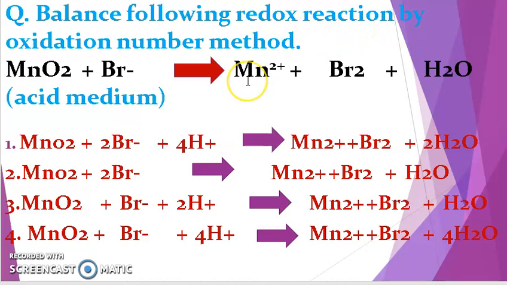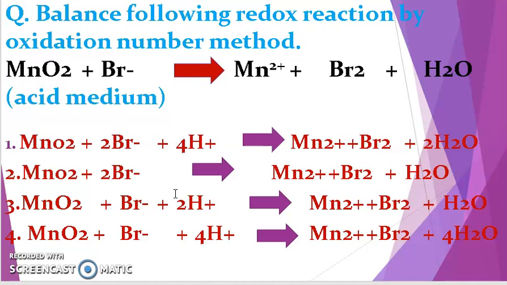So in the following redox reaction, we have to balance it using the oxidation number method. Okay, so using the oxidation number method, we have to balance this reaction in the acid medium. Okay, they have given the equation, that is MnO2 plus Br minus gives Mn2 plus, Br2 plus H2O. So this is in an acid medium. Okay, so we have to balance this reaction with the oxidation number method. They have given 4 options here. From that we have to choose one option. Let's check with the options.